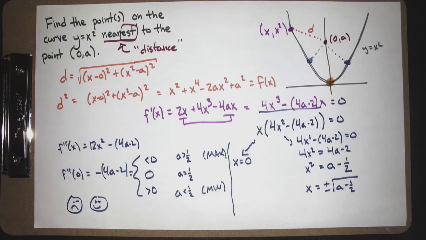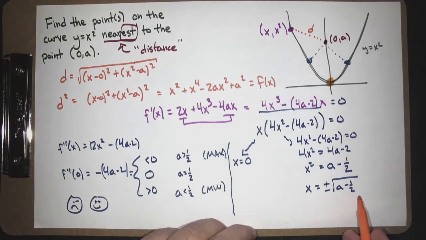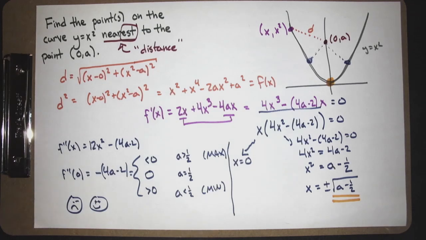So when is 0 a nearest? In other words, when is it a min? a is less than a half. Now notice, come over here, what happens when a is less than a half? What's happening? It becomes negative inside your square root, which is rather complex. Sorry, some math humor. Okay, so we don't like negatives inside our square roots.